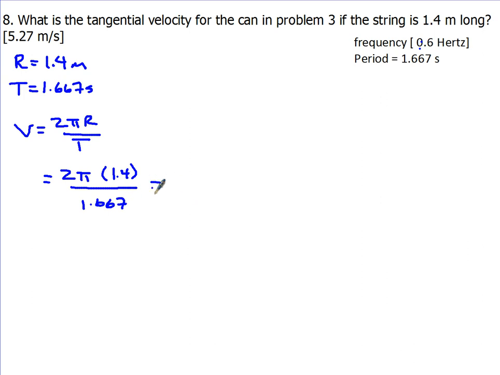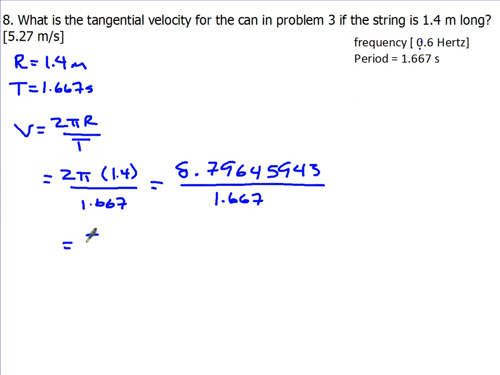Now to do this, you need to multiply straight across. So you actually want to put in your calculator 2 times pi times 1.4, and that will give you a number of 8.796459943. It's a big number. Just leave it in your calculator. I'm just showing you what I got. Divide that by 1.667. Just hit divide, 1.667, and you get 5.277 meters per second.